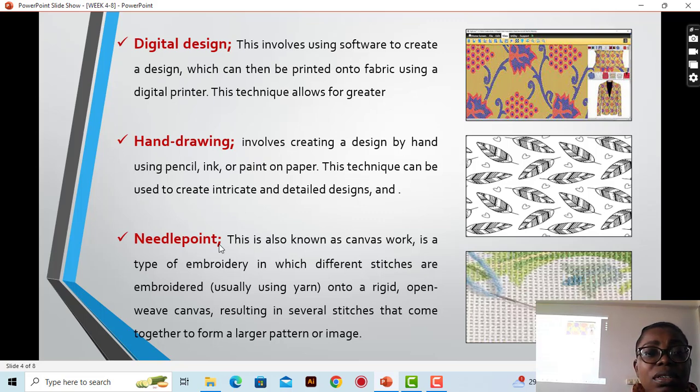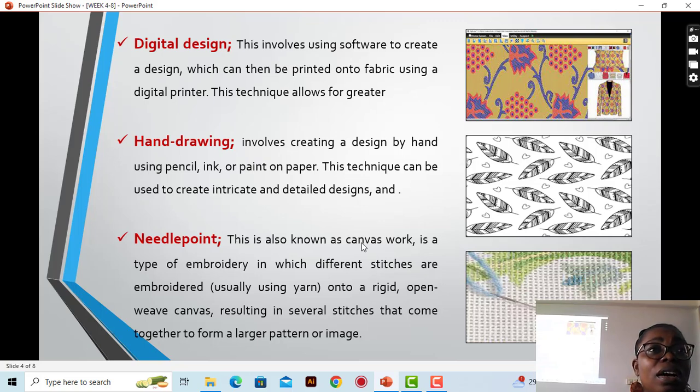Then we have needle point. Needle point is also known as canvas work. What is canvas? Canvas, we are not talking about the footwear canvas. It is a material or a surface or a plane that artists use to draw. They draw on the canvas. They draw in paint on the canvas. It looks like a bit of a fabric.